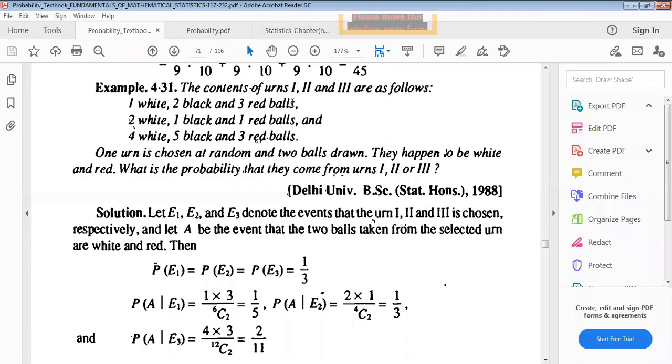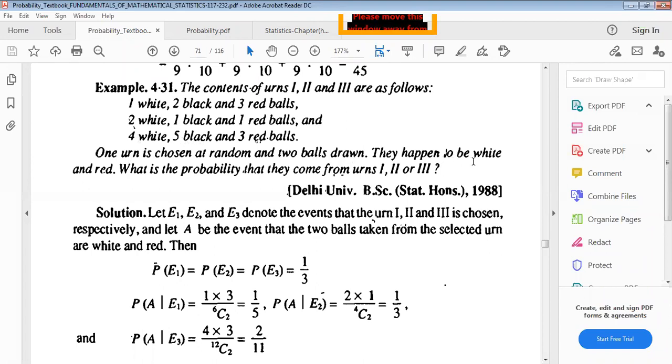The contents of urns 1, 2, 3 are as follows. Urn 1 contains 1 white, 2 black, and 3 red balls. Urn 2 contains 2 white, 1 black, and 1 red ball. And the third one has 4 white, 5 black, and 3 red balls. One urn is chosen at random and 2 balls are drawn.